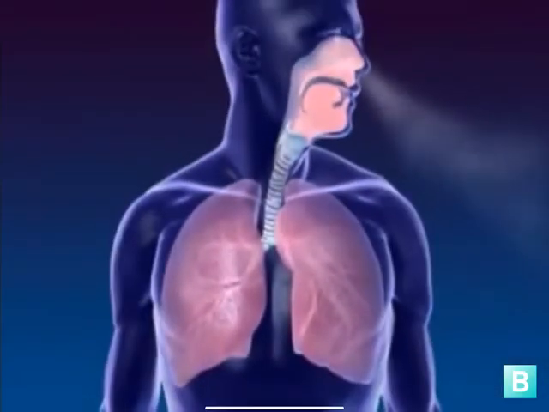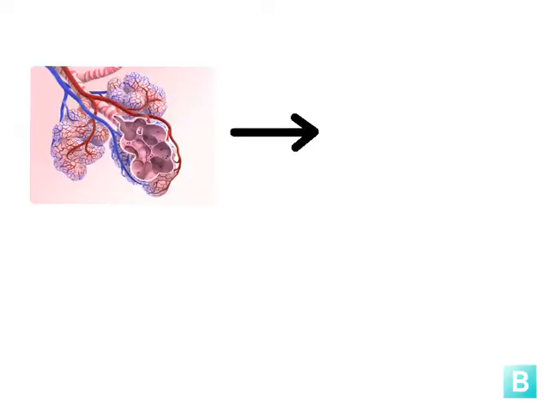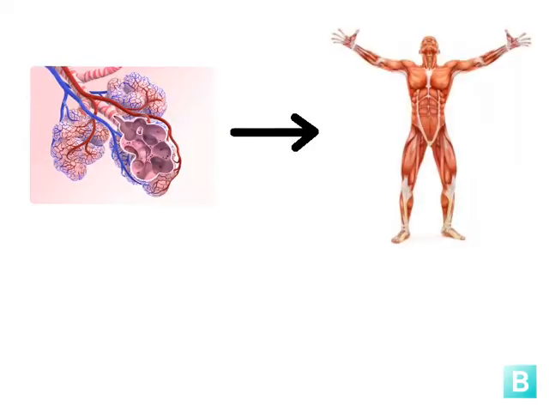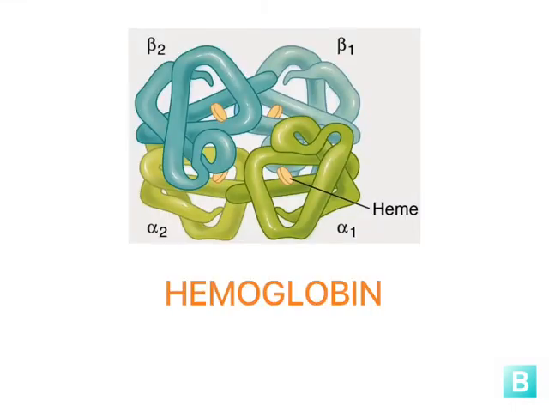The air that we breathe in contains about 21% of oxygen. This oxygen must travel to reach all the tissues of the body. Out of the available oxygen in the alveoli, about 97% is transported with the help of hemoglobin in the RBCs, and a very small amount of about 3% is transported in the dissolved form. Hence, under normal circumstances, oxygen is carried to the tissues almost entirely by hemoglobin.